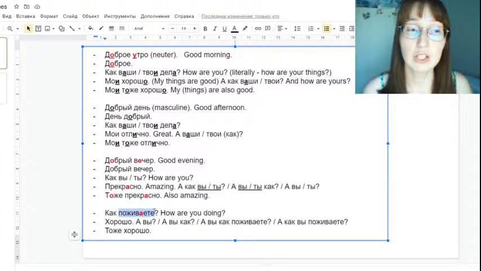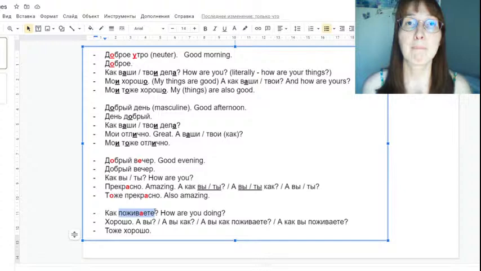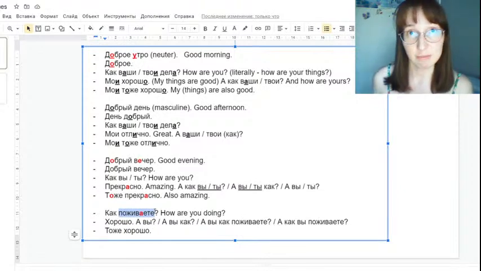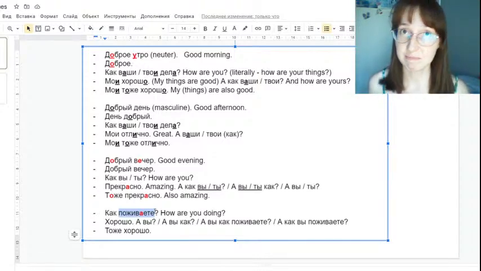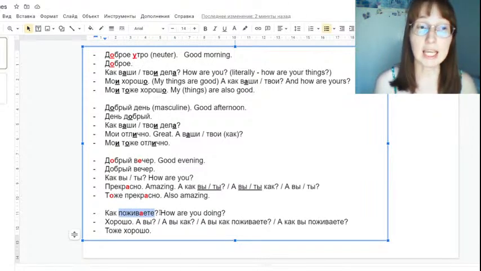So, look at me, look at my mouth, and you can repeat after me. Поживаете. Как поживаете? And fast, как поживаете? How are you doing? Как поживаете? It's formally.